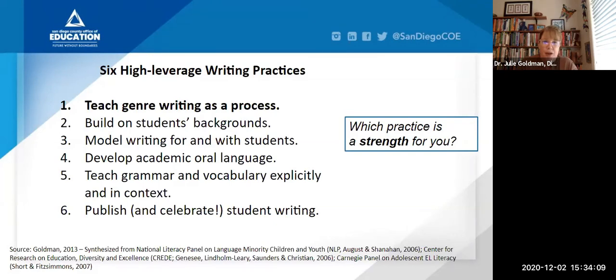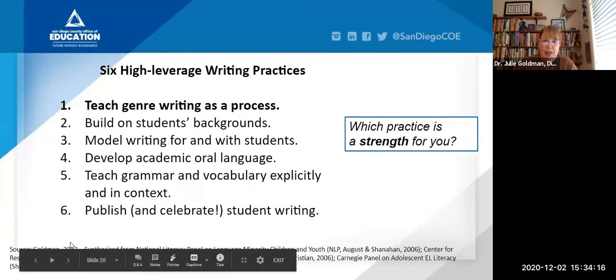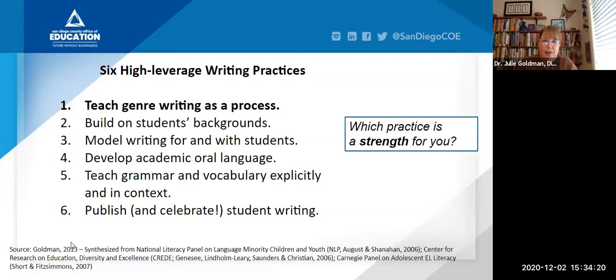So just as we started out today with a positive, we also want to start with your strength. So looking at these practices, which one would you say is your strength? We'll take a couple more minutes.